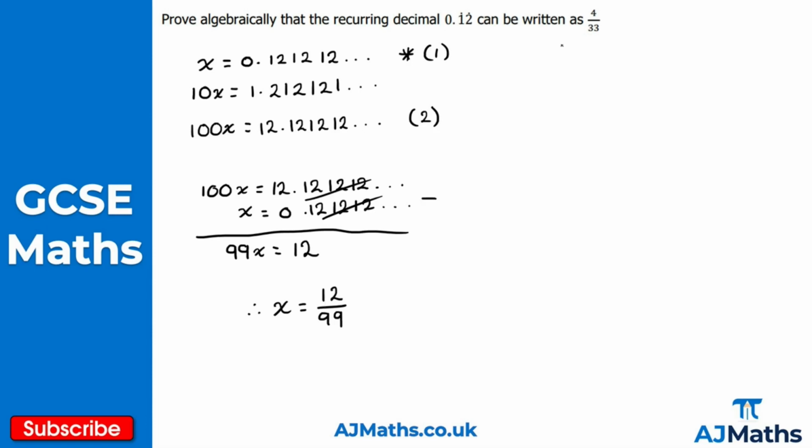Now, this isn't quite what we were required to get. We wanted to get 4 over 33. But if we look at what we've got here, we can easily obtain that. If we divide top and bottom here by 3, then 12 divided by 3 would give me 4, and 99 divided by 3 would give me 33 there. So we get 4 over 33 as required, and therefore what we can say then is 0.12 recurring is equal to 4 over 33. Okay, that's our solution to the second question.